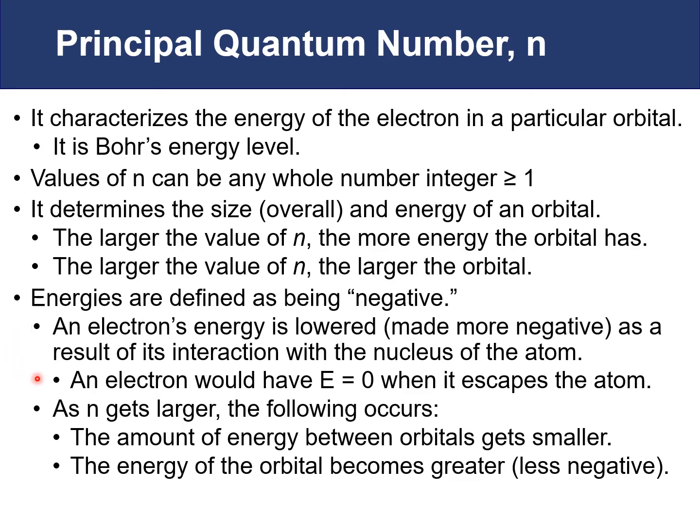An energy would have zero energy if it escapes from the atom. As n gets larger, the amount of energy between the orbitals gets smaller, and the energy of the orbital becomes greater, i.e. less negative.